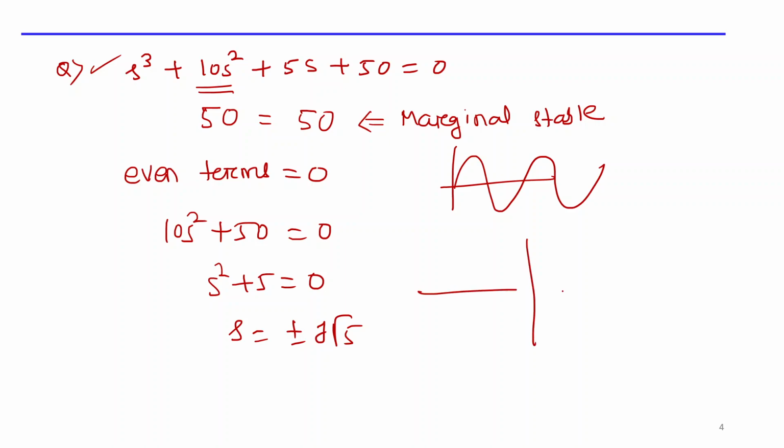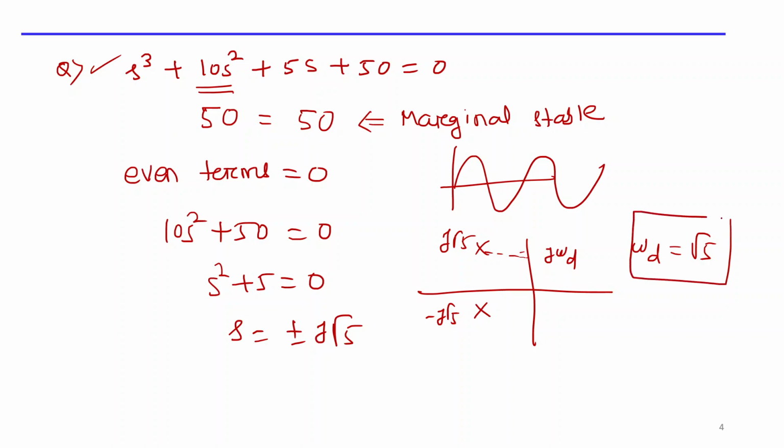It means there are two poles at these positions, one at j root 5, another at minus j root 5. When the system has two poles that are complex conjugates, then you can see that this j omega d is the damped frequency of oscillation, which is now root 5. So the frequency of oscillation is root 5 radian per second. You understand this question?